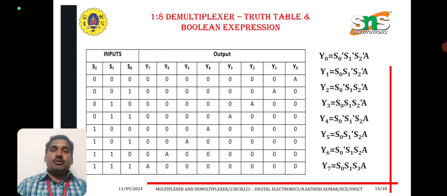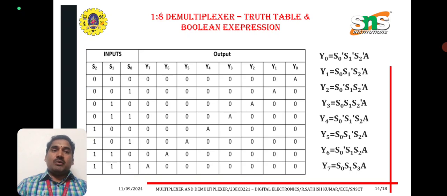These are some of the inputs. S0, S1, S2: 0, 0, 0 means Y0 will be high. 0, 0, 1 Y1. 0, 1, 0 Y2 will be high. 0, 1, 1 Y3. 1, 0, 0 Y4. 1, 0, 1 Y5. 1, 1, 0 Y6. 1, 1, 1 is nothing but your Y7.